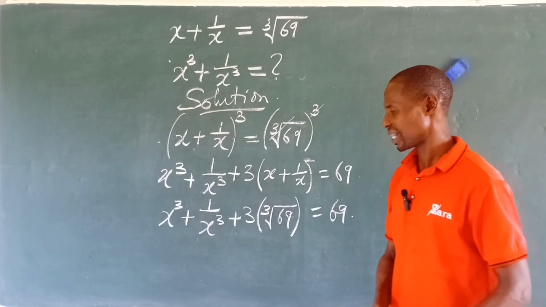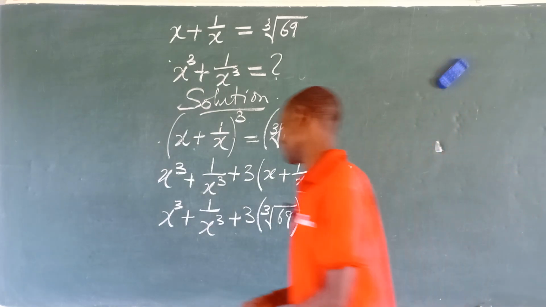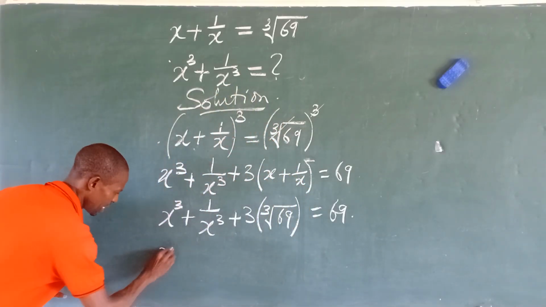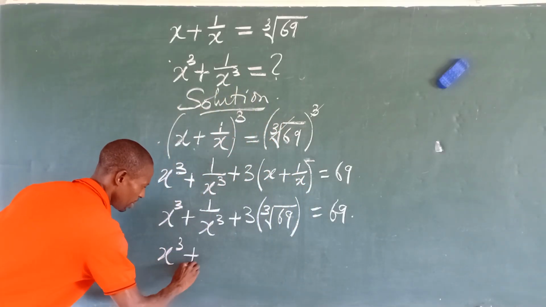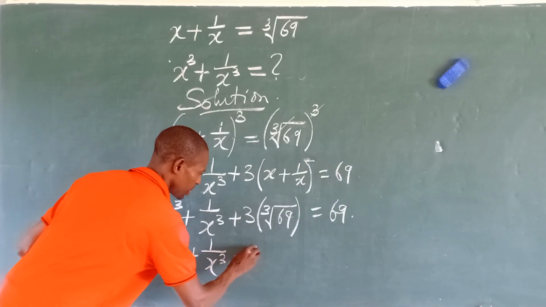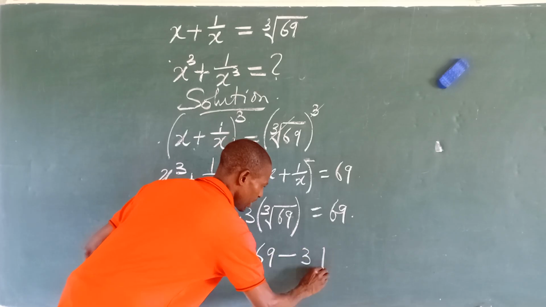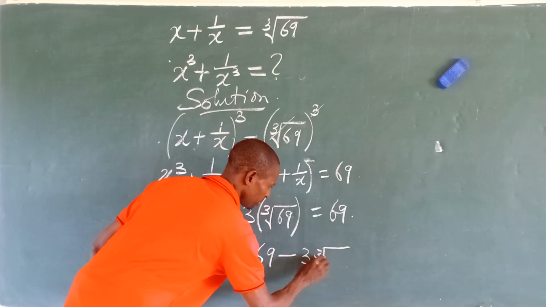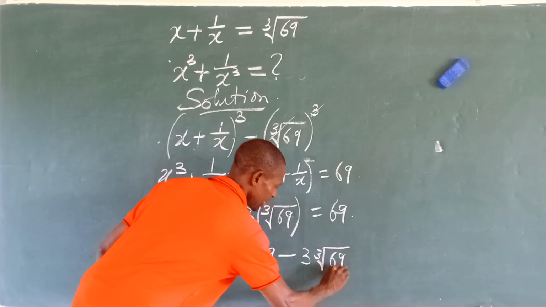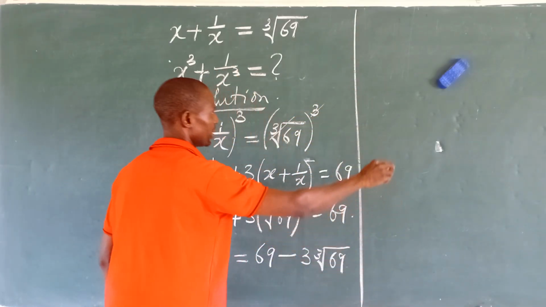So what we do next here is just move this to this side of the equation. This is going to give us x to the power of 3 plus 1 all over x to the power of 3 equal to 69, then minus 3 into the cube root of 69. It is easy, right? Good.